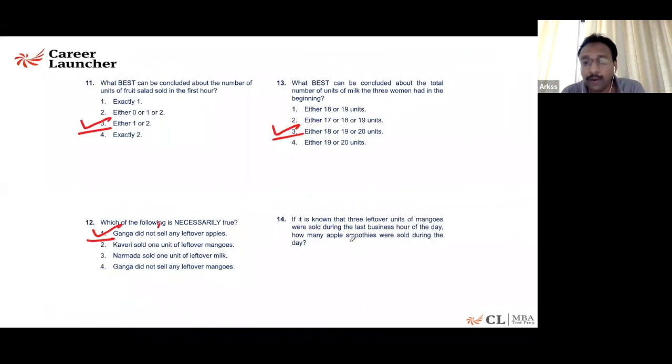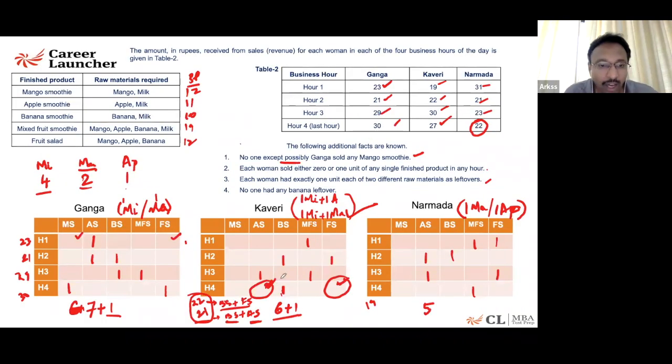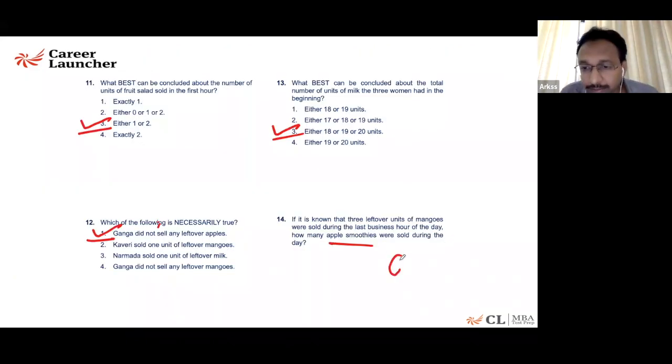Okay, what is the question? How many apple smoothies were sold during the day? Very clearly. 1 apple, 1, 2, 3, 4, 5, 6. 6 is the answer. You would have got 5. You could answer the 1 and you get your answer.